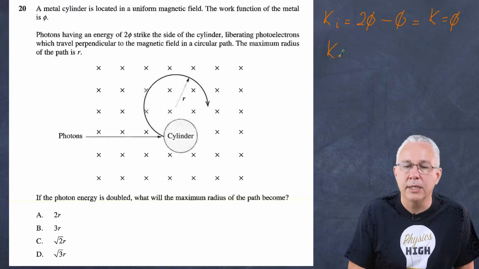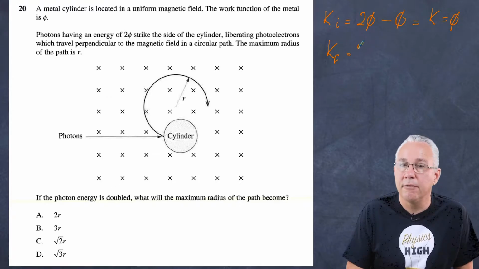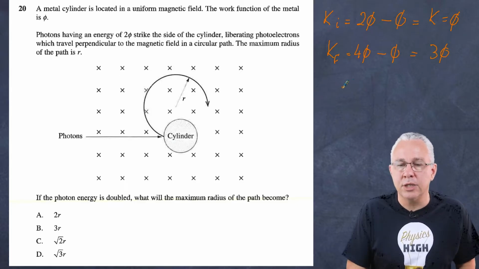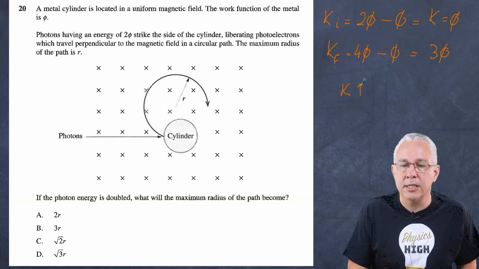Our final photon energy is, we're told, doubled. So now we have 4 phi. Of course, the work function is still phi, so the new kinetic energy is equal to 3 phi. So our kinetic energy increases by a factor of 3.